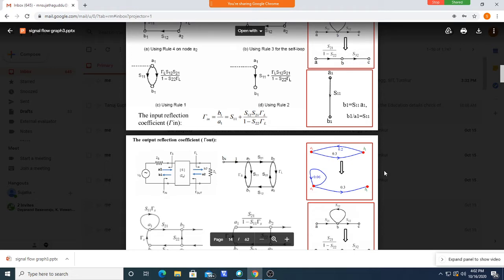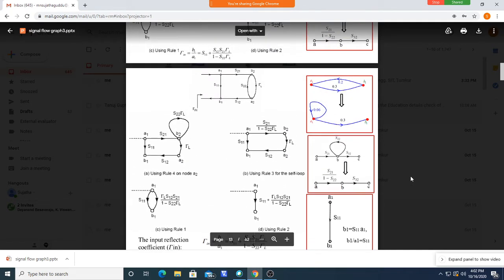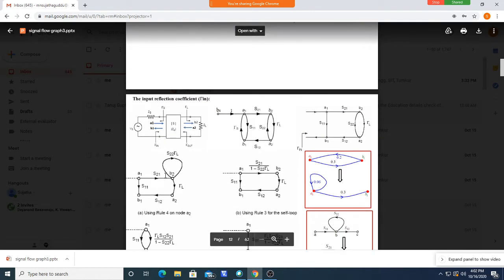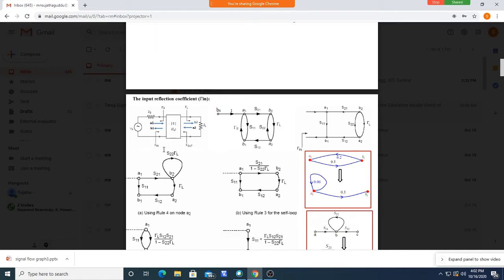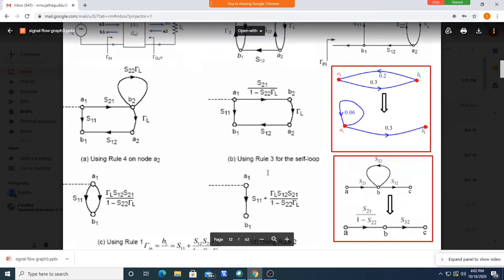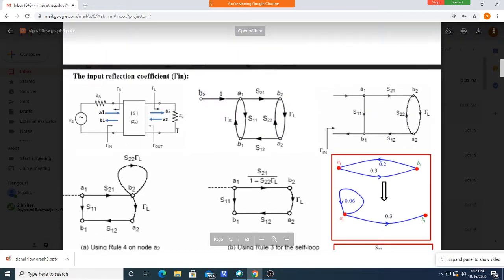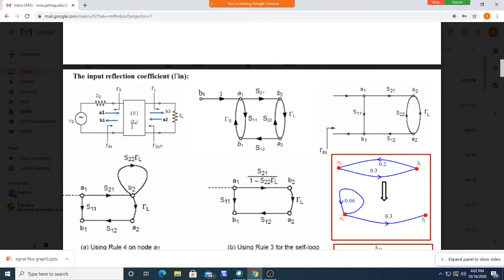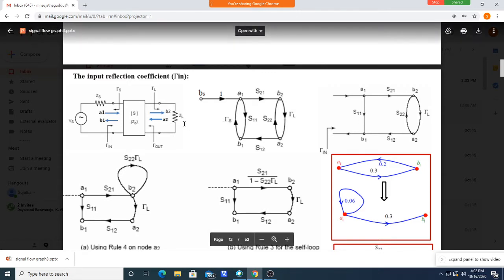So in the previous class, we were discussing the input reflection coefficient and output reflection coefficient, and we derived expressions for both using the signal flow graph. Here is a two-port network connected with the source and load impedance as shown in this figure. The signal flow graph is like this.